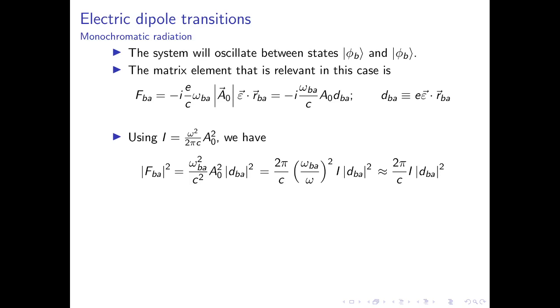So the matrix element essentially depends on |d_BA| squared, the dipole moment matrix element, how big that is, and the intensity of light. Of course, we are dealing with situations where selection rules are satisfied, so |d_BA| squared is not 0. The selection rules automatically tell us in which cases |d_BA| squared would vanish. So we are not even going to consider those transitions.